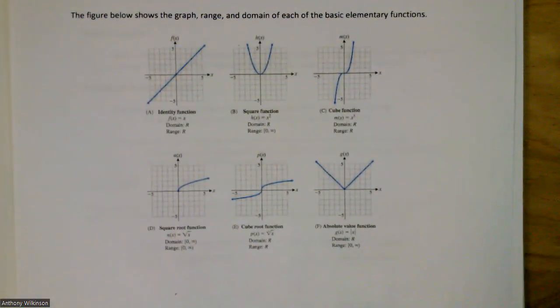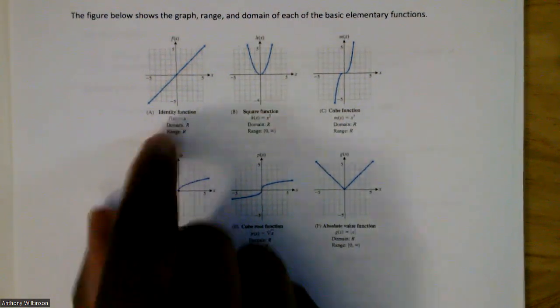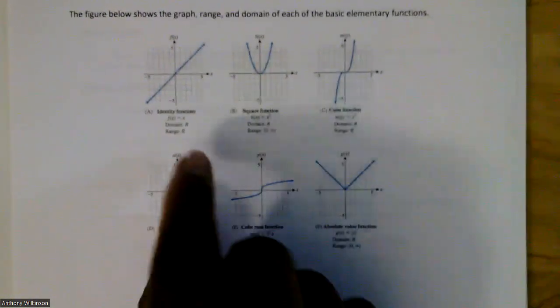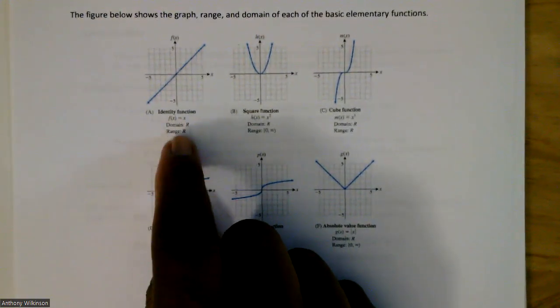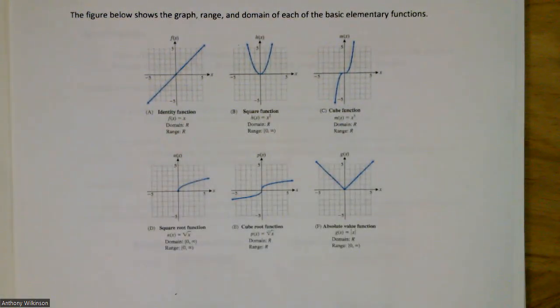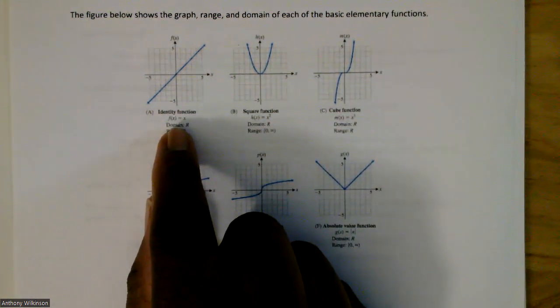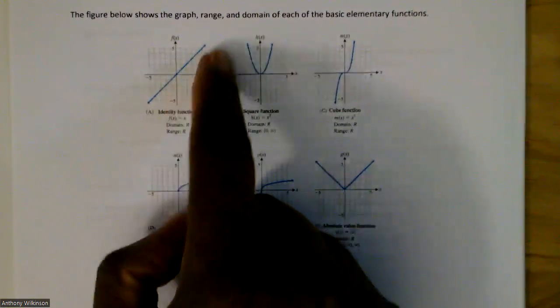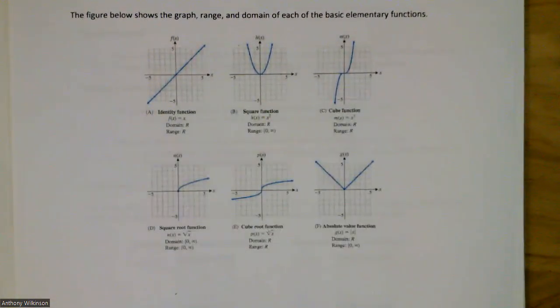Each one of these shows the graph, the range, and domain of each of these functions. Like for the identity function that you see here on the first graph, the identity function is, of course, f of x is equal to x. And the graph of that is a straight line. The domain is going to be the set of all real numbers. The range is also the set of all real numbers. And of course, any x value that you assign to it, you'll always find an f of x value for it.